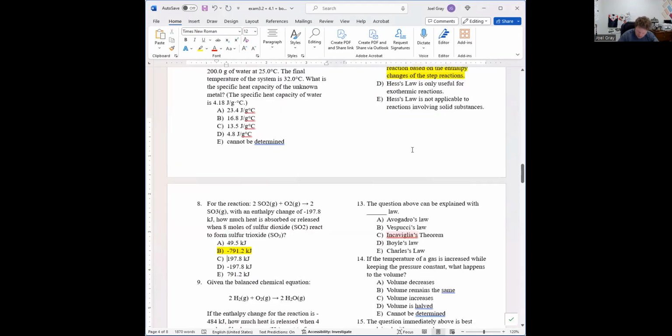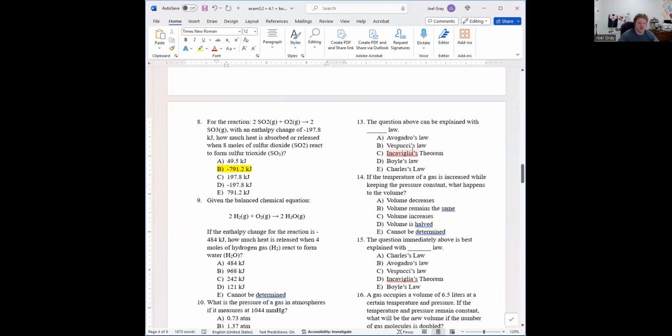I need to scroll up so you can see. Okay. Question number 9. This one reads, if the enthalpy change for a reaction is negative 484 kilojoules, how much heat is released when 4 moles of H2 gas react to form H2O? So this is just taking this value right here, this 2 moles of H2, and saying, well, what if there's 4 moles of H2? So that means we need to take this number and multiply it by 2. Negative 484 times 2, that is going to be B, 968.